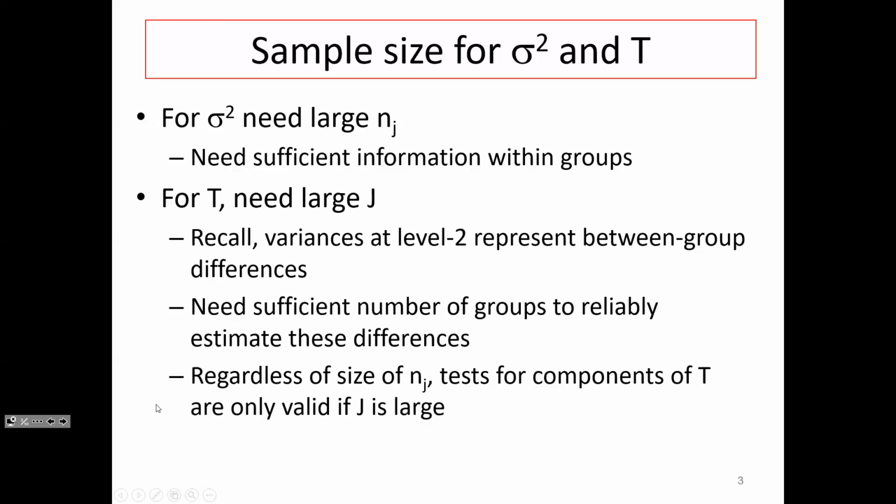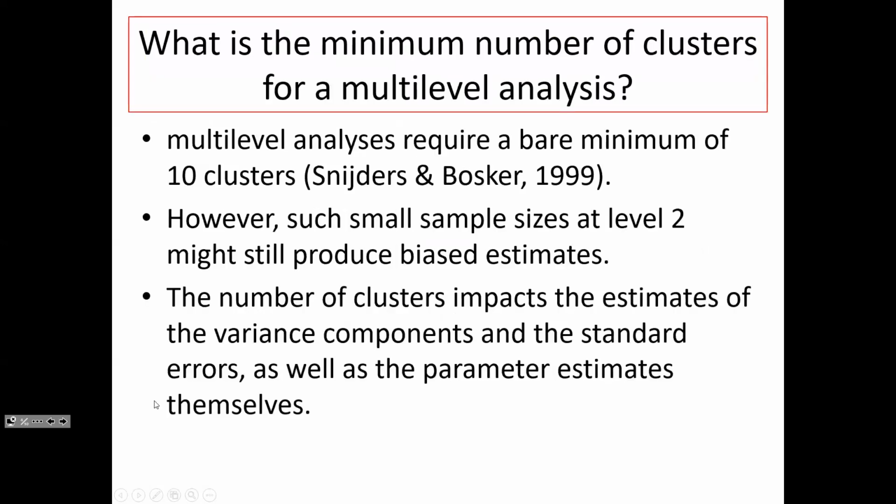So it doesn't matter how many people you have in your sample in total or how many people you have per cluster. Getting good estimates of tau and thinking about the tests for the variance components of tau are really dependent on the number of clusters that you have. The larger the number of clusters, the better you're going to be able to estimate tau. Yeah? Okay. So again, what's the minimum number of clusters?